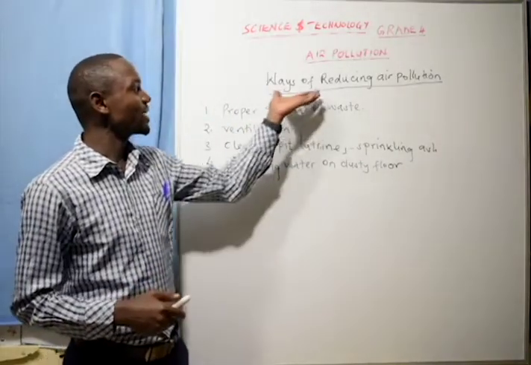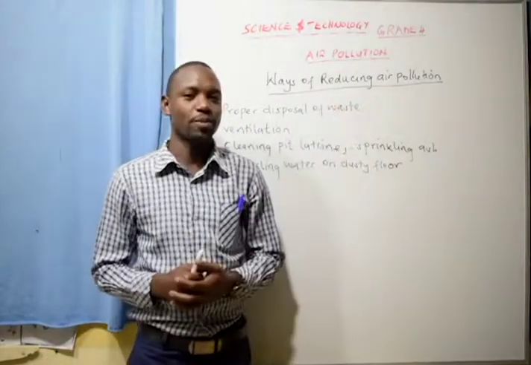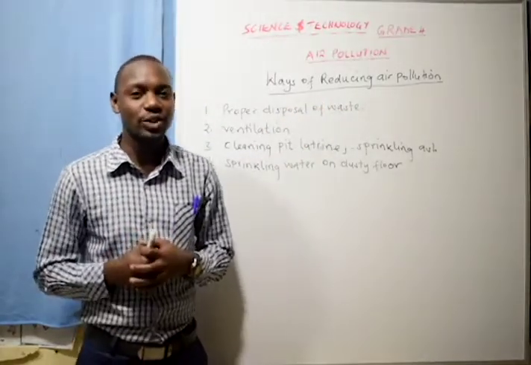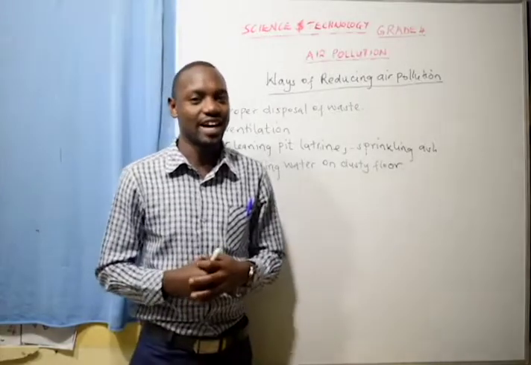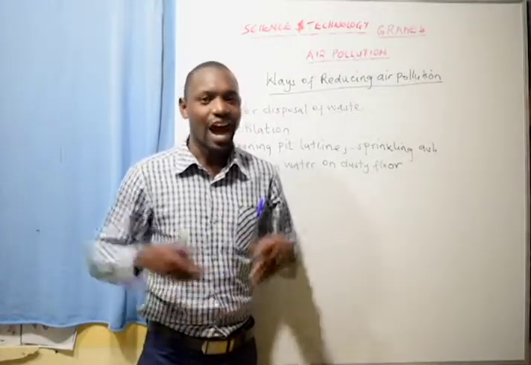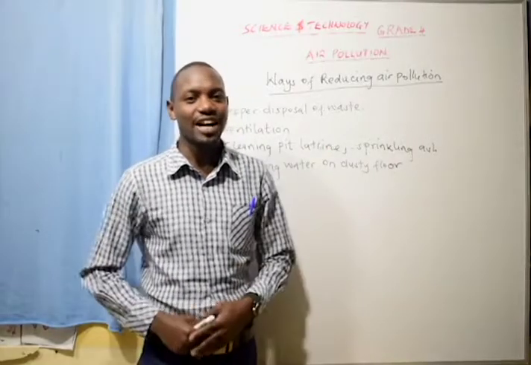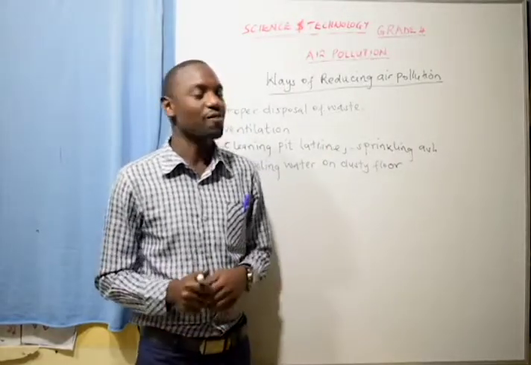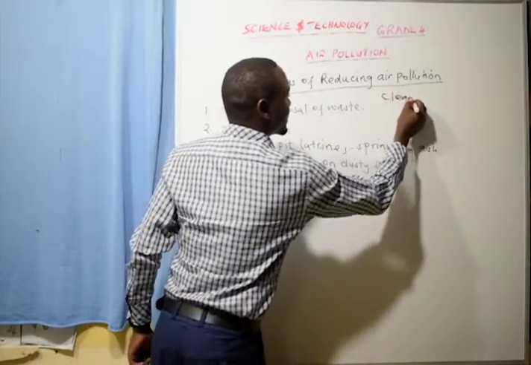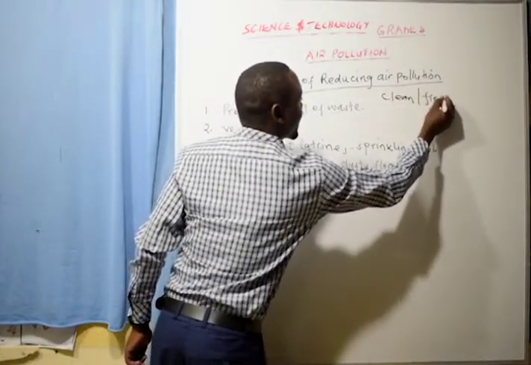Now, today we are looking at ways of reducing air pollution. These are ways in which we can prevent it, or make sure that we live in clean air. How can we ensure that the air around us is clean or fresh air?